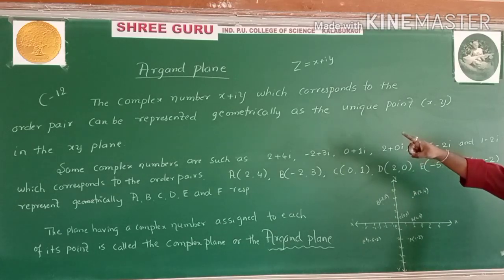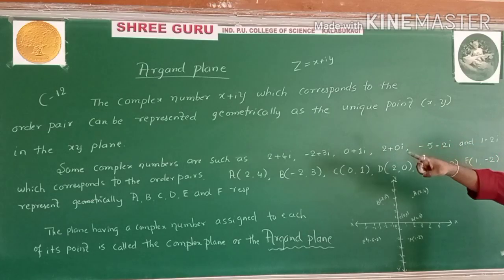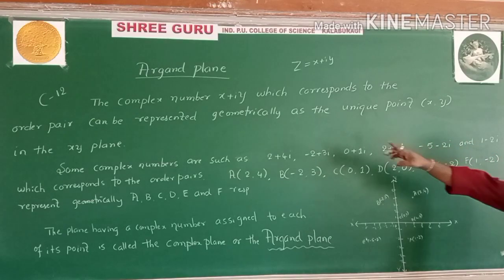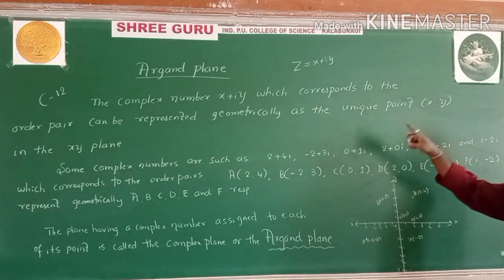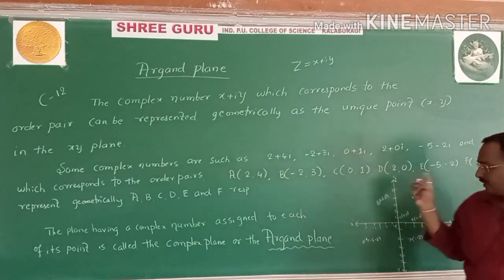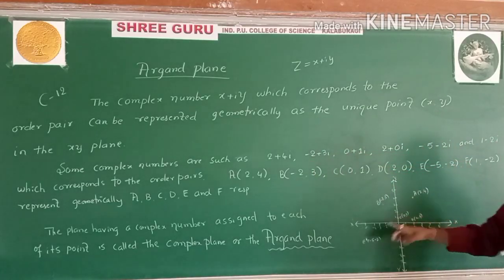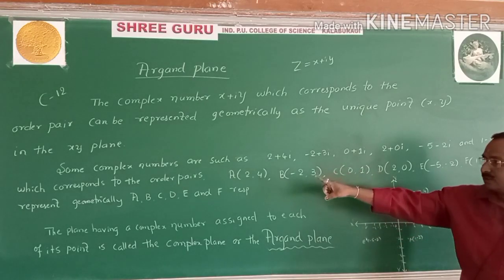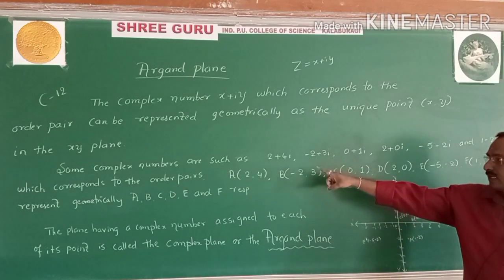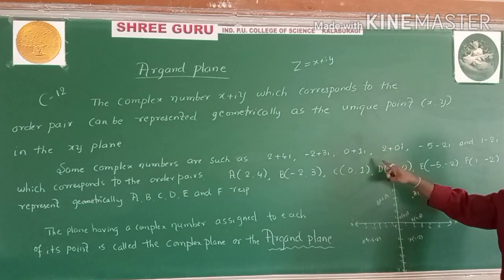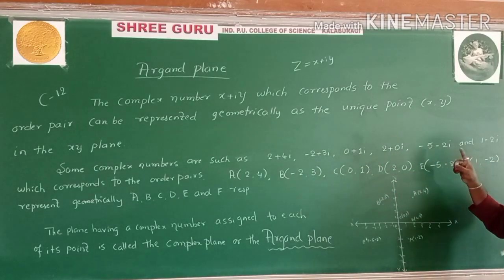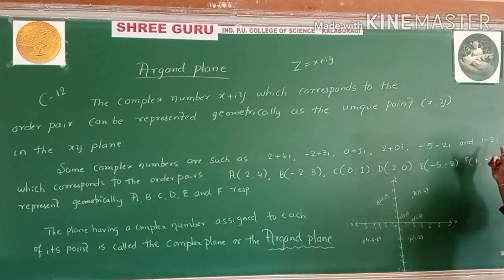The complex number x plus iy, which corresponds to the ordered pair, can be represented geometrically as the unique point x comma y in the xy plane. Some complex numbers are such as 2 plus 4i, minus 2 plus 3i, 0 plus 1i, 2 plus 0i, minus 5 minus 2i, and 1 minus 2i.